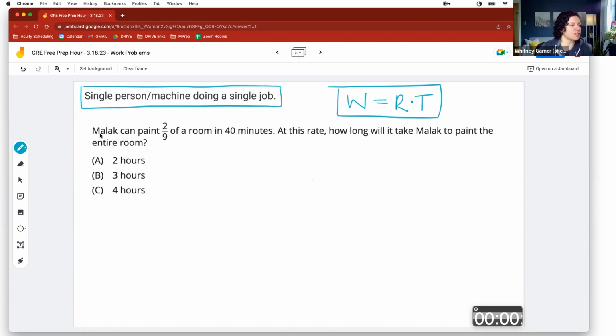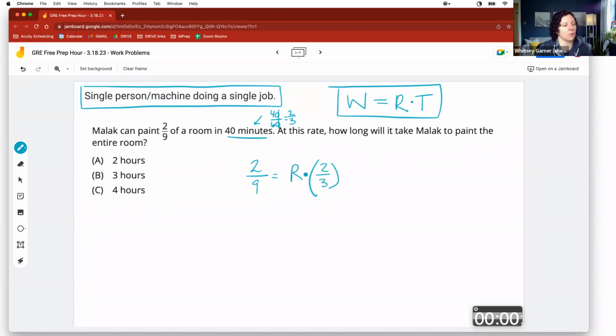So our first expression tells us that Malik can paint 2/9 of a room. That's an amount of work, 2/9 of a room in 40 minutes, right? And the answer choices are given in hours, so we might want to consider, what is 40 minutes in hours? It's 40 minutes over 60 total minutes, or it is 2/3 of an hour. So Malik can paint 2/9 of a room in 2/3 of an hour.